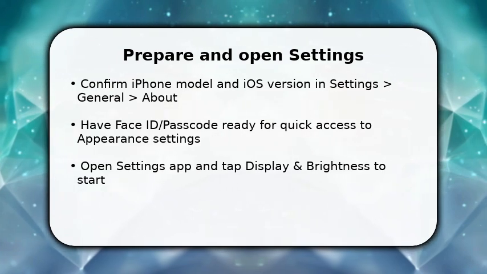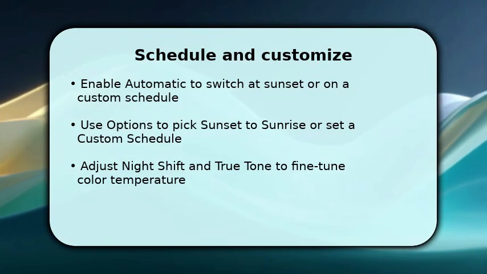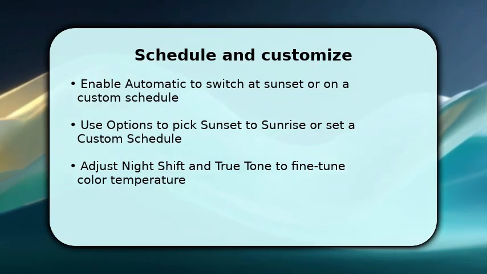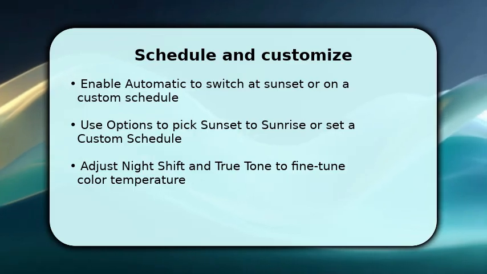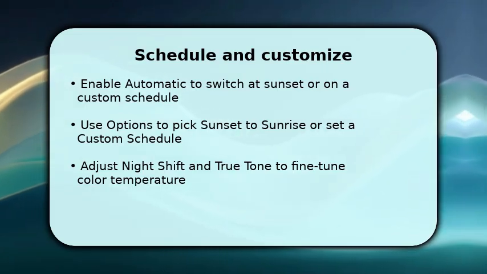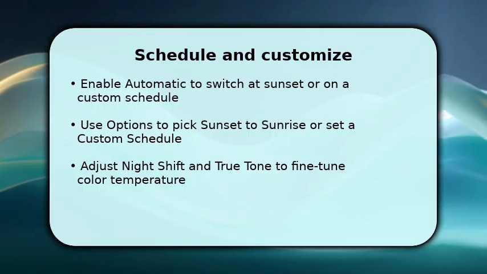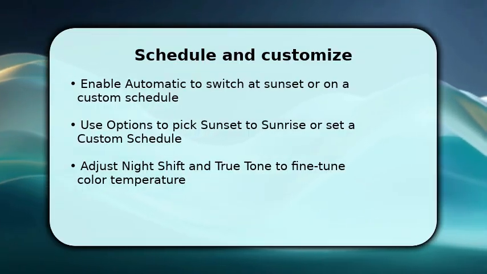Now refine when dark mode runs. Turn on automatic, then tap options to choose sunset to sunrise for natural timing or custom schedule to pick exact hours. You're doing this because timing affects comfort and battery life during evening use.